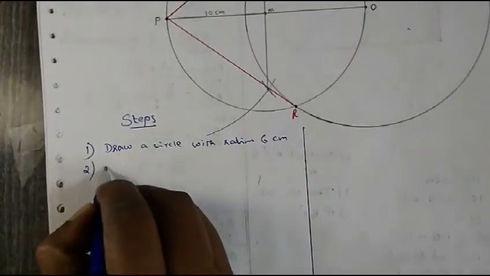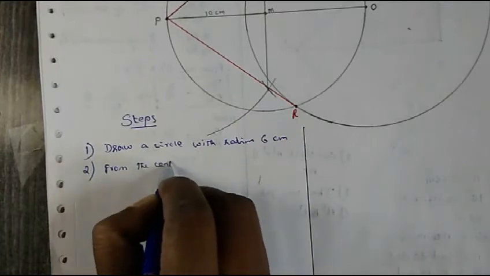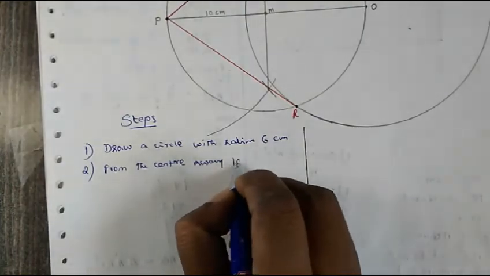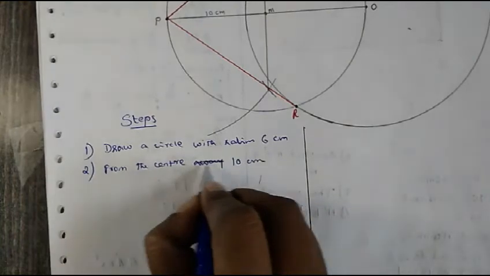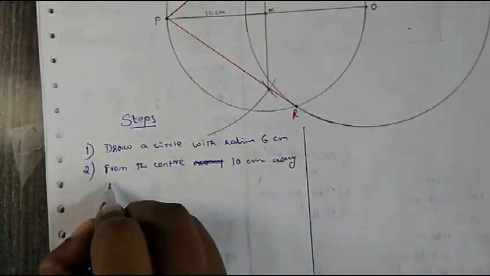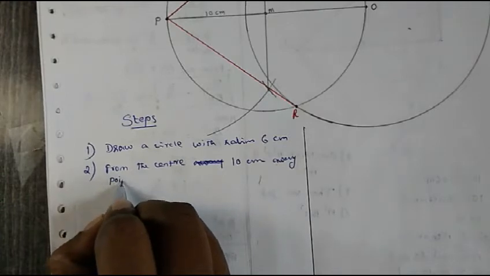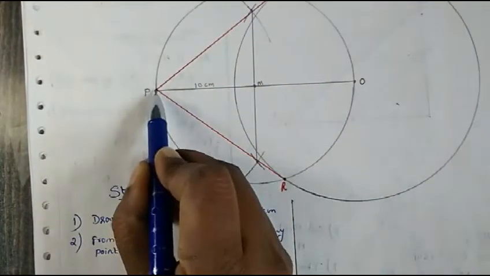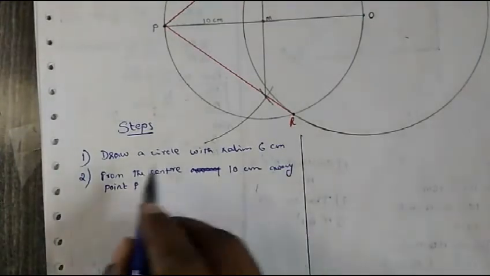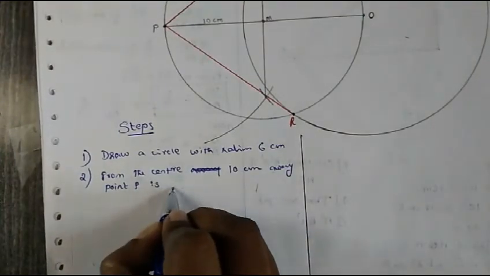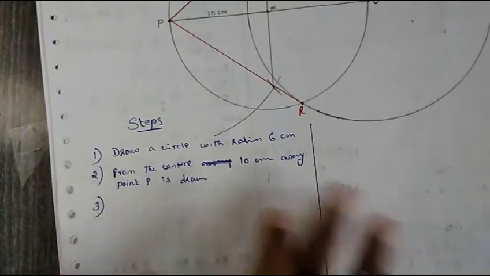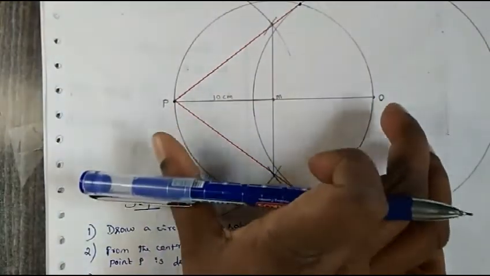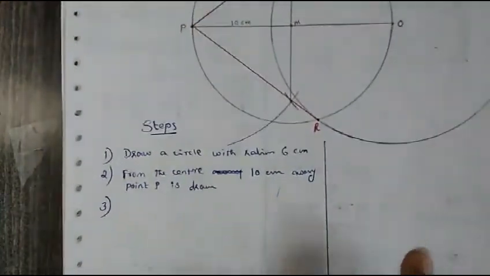From the center, 10 centimeter away, we mark point P. So we draw point P 10 centimeter away from the center. Next, we have to divide this line, PO. For this line we drew a perpendicular line.